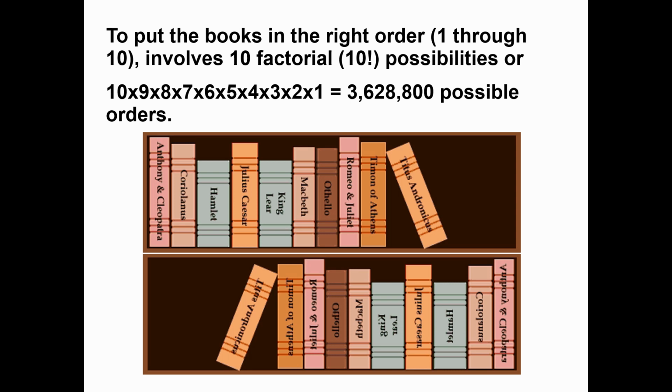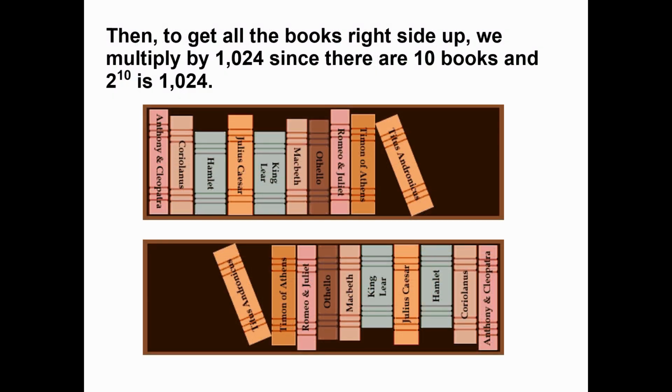And the number of possibilities in 10 factorial, which is 10 times 9 times 8 times 7 times 6 times 5 times 4 times 3 times 2 times 1, is 3,628,800 possible orders. Then, to get them all right side up, we multiply by 1,024. Since there are 10 books, and each is either right side up or upside down, there's 2 possibilities, 2 to the 10th is 1,024.